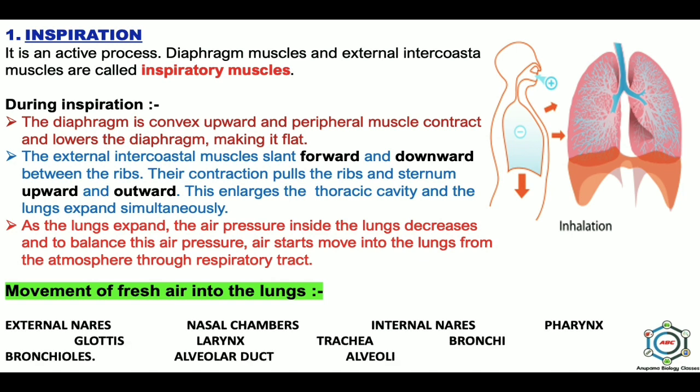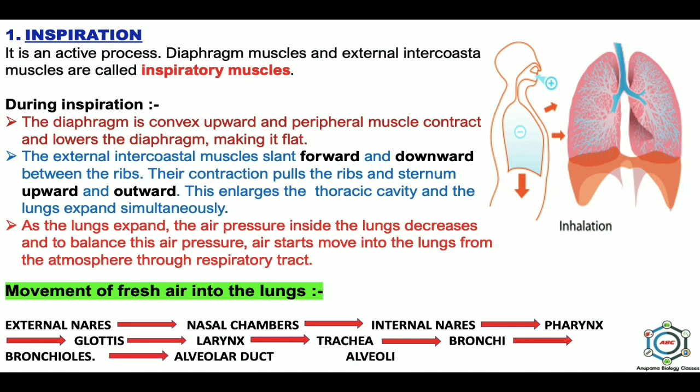It starts from the external nares to the nasal chambers, to the internal nares, to the pharynx, to the glottis. From the glottis, it enters the larynx, then the trachea, then the bronchi, then from bronchi to bronchioles, then bronchioles to alveolar duct, and from alveolar duct to alveoli. So this is the movement of fresh air from the external nares to the alveoli. This is the process of inspiration.